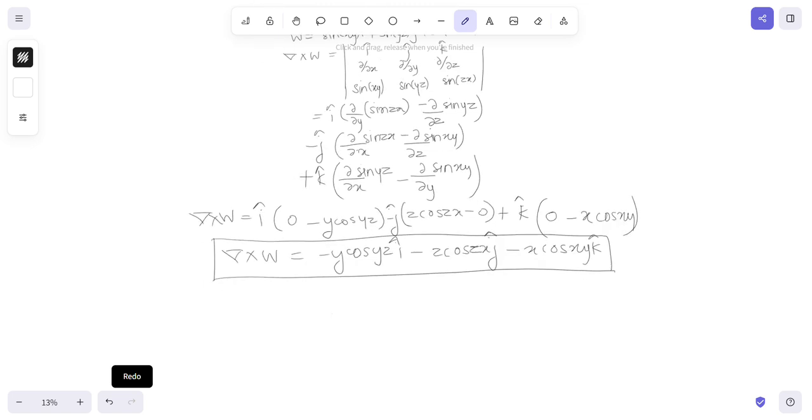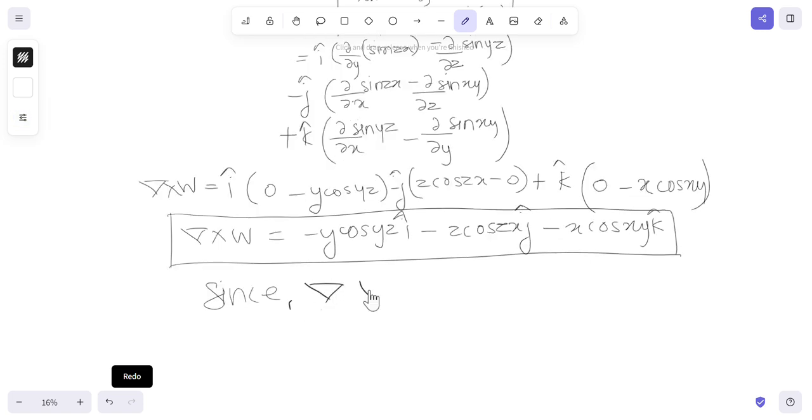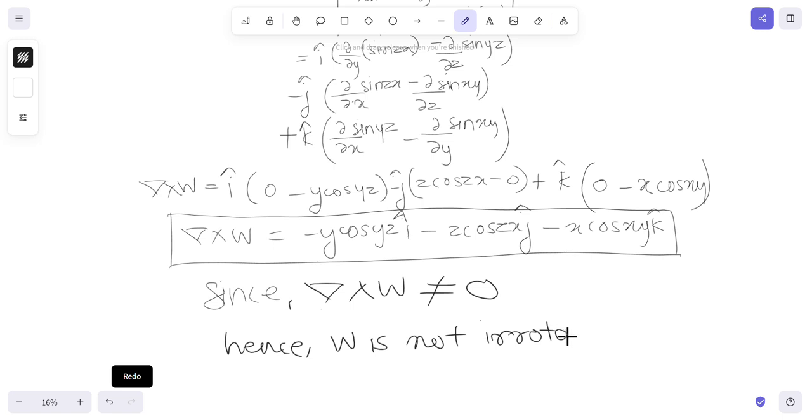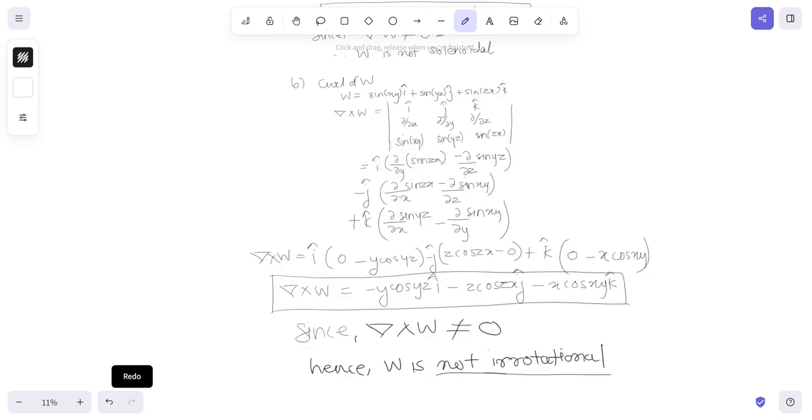So we can say here that since our curl is not equal to 0, hence W is not irrotational. So in this way we found the curl, then we found the divergence, and also stated whether it is irrotational or solenoidal. So this is our final answer.